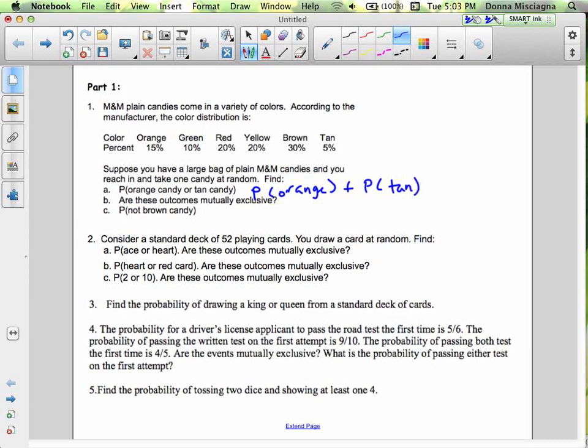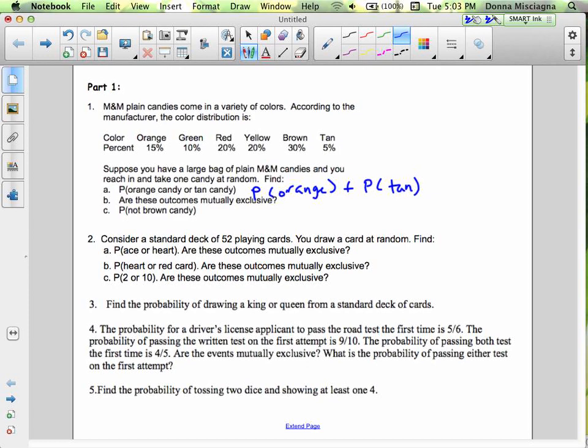Now, there's one other thing that we have to think of. If there's overlap, if there's candies that are both orange and tan, we would have to subtract the probability of anything that was both. If there's nothing that's in both categories, do you see any category that says orange and tan? Well, I don't see one. But if a candy can be both orange and tan, then we would have to subtract that overlap. In this case, I will tell you that there's not. That kind of gives you a big hint on B.